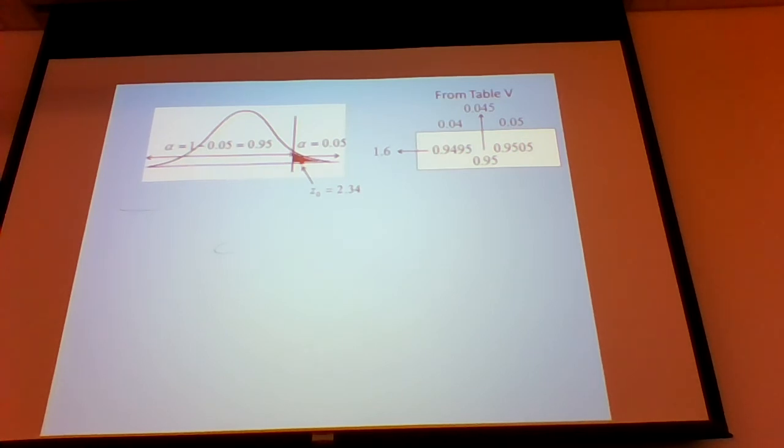So this is 1.645. Looking at this, you have 1.64 and 1.65, and you're looking at 0.95. It's halfway between 1.64 and 1.65, so you add and divide by 2. Do you guys understand how we got 1.645? You add those numbers and divide by 2.